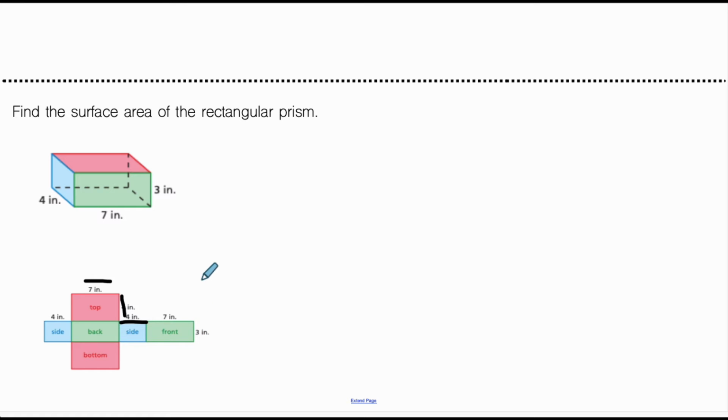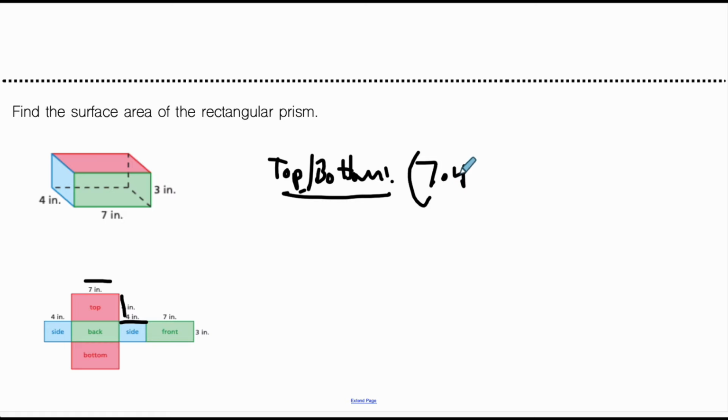So altogether, the surface area is going to be the top and the bottom. This is how I typically label my work. I'll do top and bottom, so I know exactly what I'm talking about. And the top and the bottom are 7 inches by 4 inches. So 7 by 4. Now, what I have in parentheses is the area of 1. That's the top or the bottom. But since there's 2, a top and a bottom, we have to double that. So it's going to be 28 doubled. And then we'll call it the sides, plural. There's 2 of them.